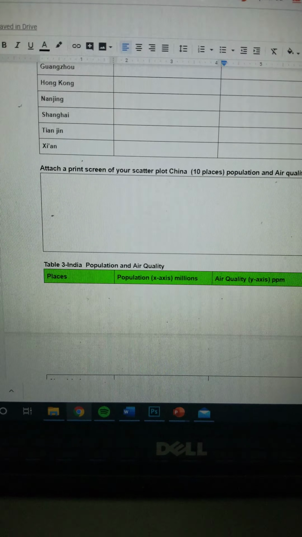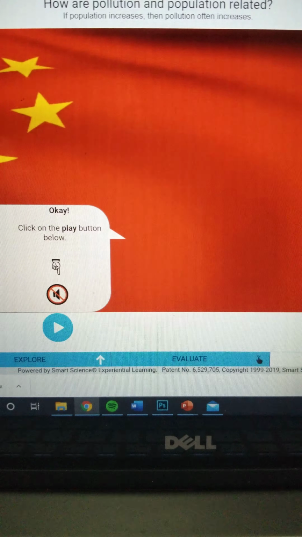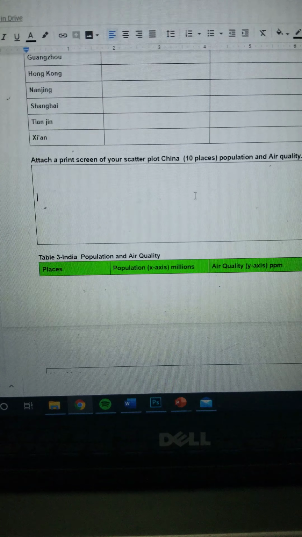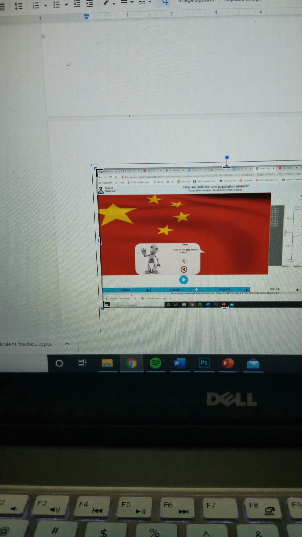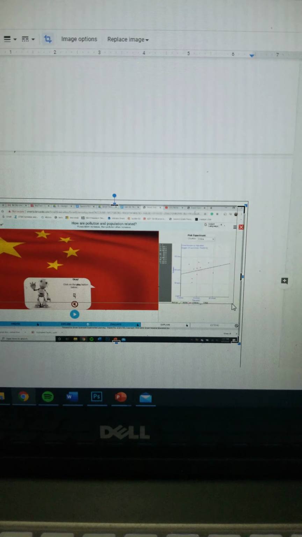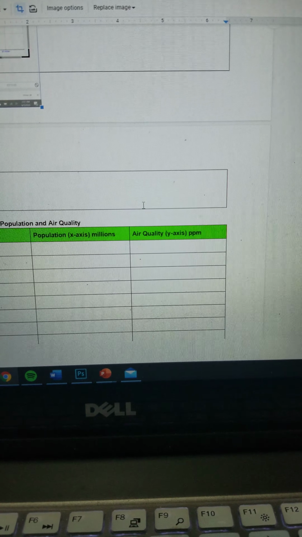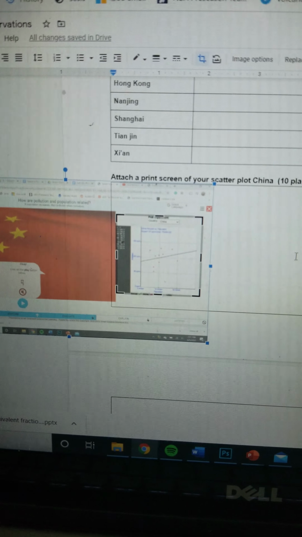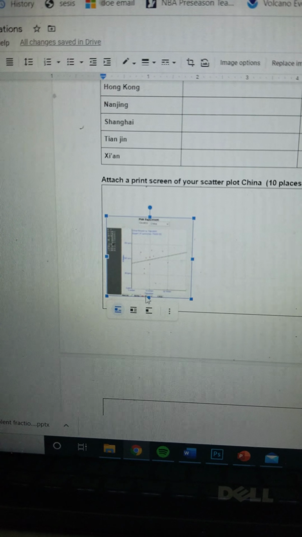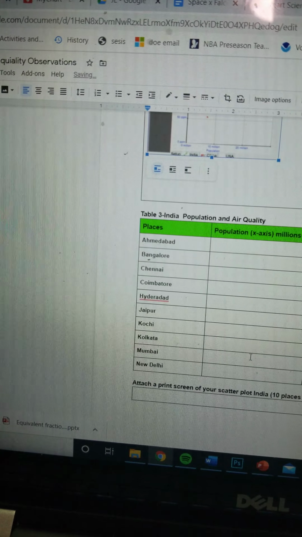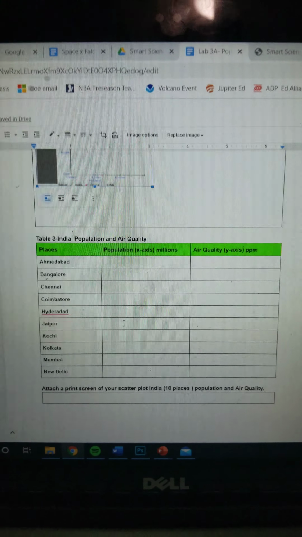Again, I'm going to do the print screen. I'm going to paste it and crop it. I'm going to crop it by double clicking inside the graph, and I have my crop margins right there. Press enter, and I like that. I'm just going to make it a little bit bigger and drag. And you're going to repeat the same thing for India.